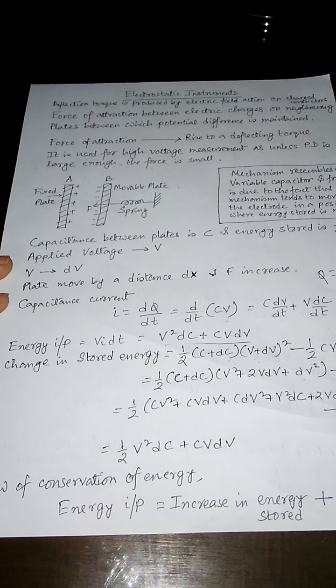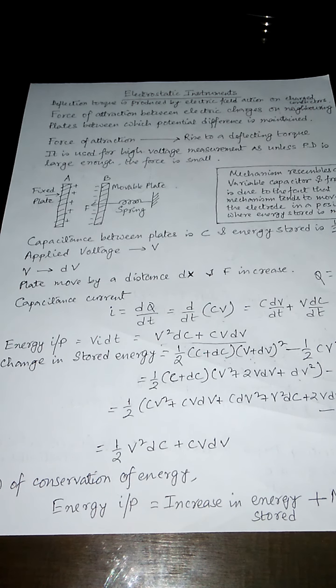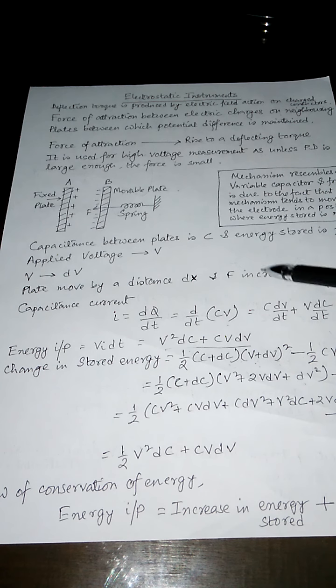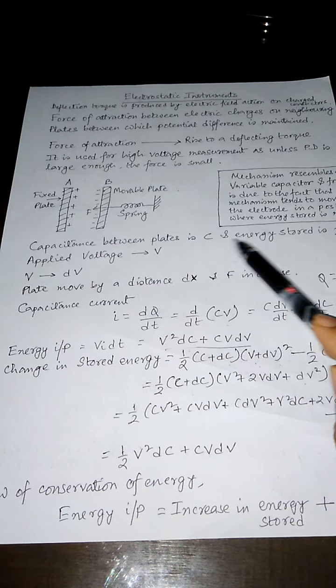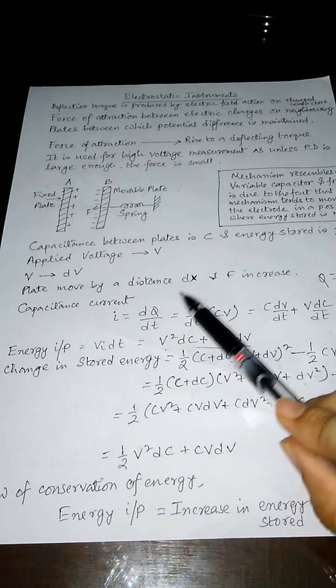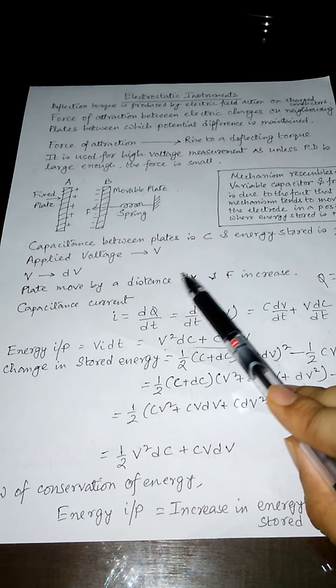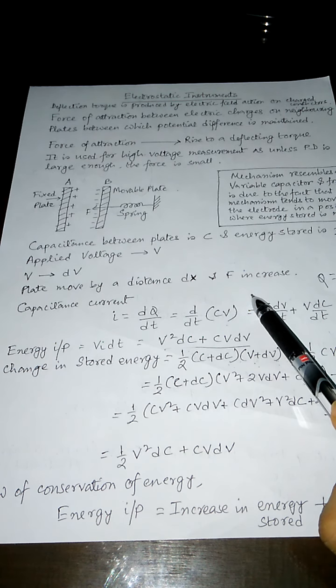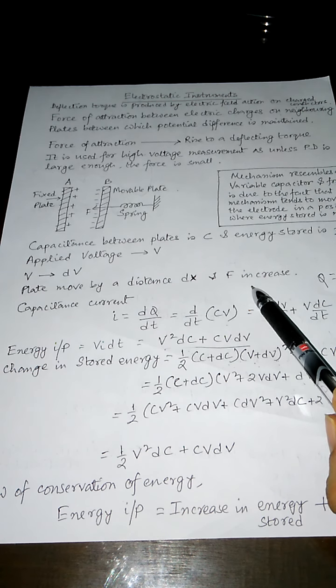And what is the mechanical work done? Mechanical work done means, due to this increment of voltage and capacitance, obviously there will be an increment of force and there will be a movement of the movable plate towards the fixed plate, that is dx. Already we have mentioned that the plate moved by a distance dx and the force F is increased. So what will be the mechanical work done? That is F into dx.